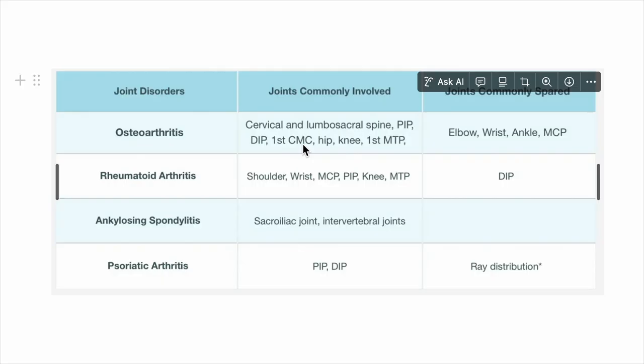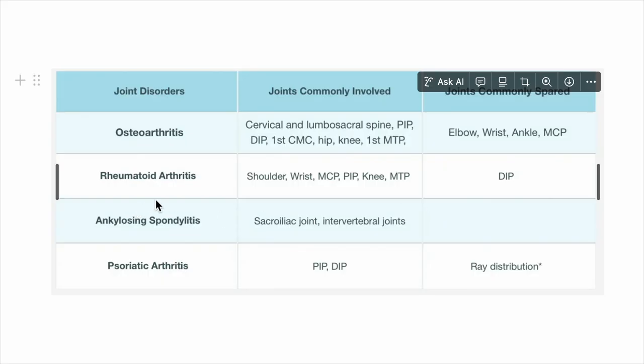That means the first, your thumb, and next the hip joint, the knee joint, and also the first metatarsophalangeal joint are involved. And the joints that are commonly spared, you can see here, starting from the elbow, wrist, ankle, and MCP. So the MCP is spared.